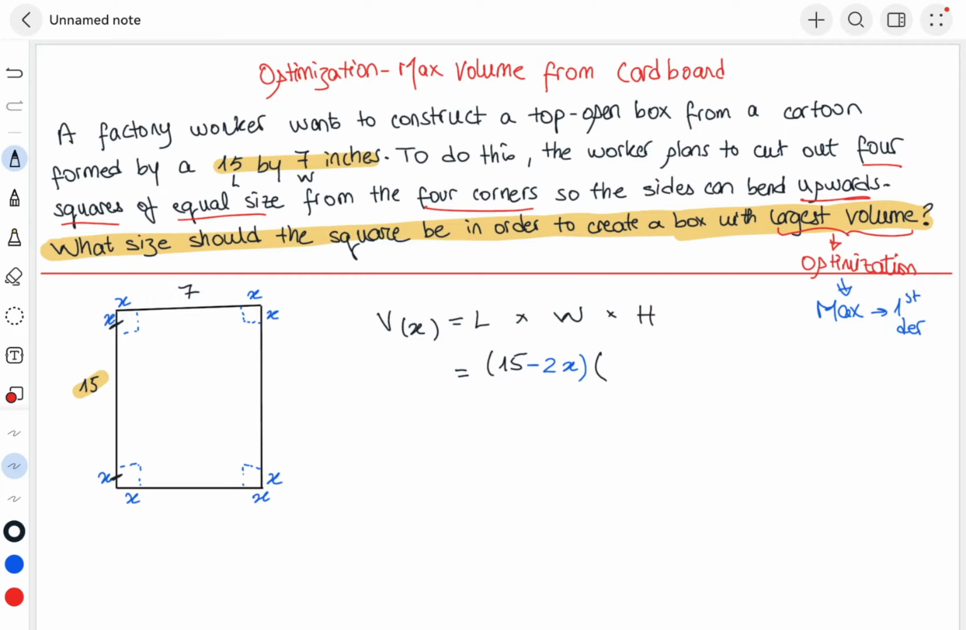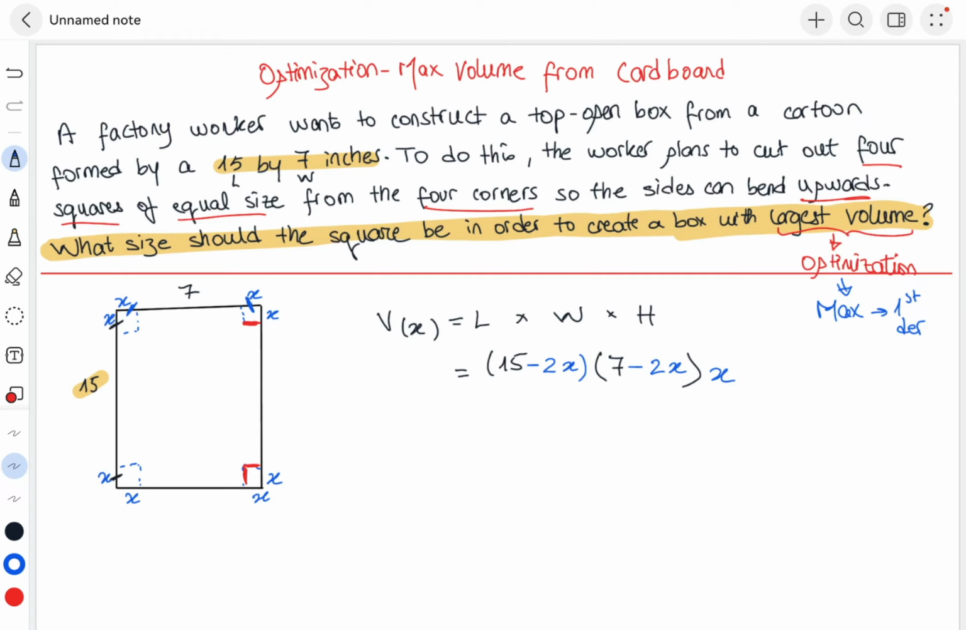Now for the width, we had our width at 7, and we're removing an x from here and an x from here to be able to bend it up. So we'll have 7 minus 2x. And we have now the height. Whenever we bend our object upwards, our height will be this side, and this side, and this side. So our height will be x.